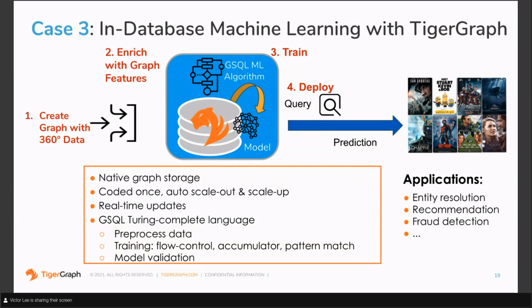TigerGraph also has the advantage of real-time updates, which not every graph database has. That means as the data is changing, for example, in the China Mobile case, every time a new phone call comes in, that is actually adding to the graph itself. So not only are you requesting the model to tell you whether this is a good or bad phone call, you're actually also updating the graph itself.